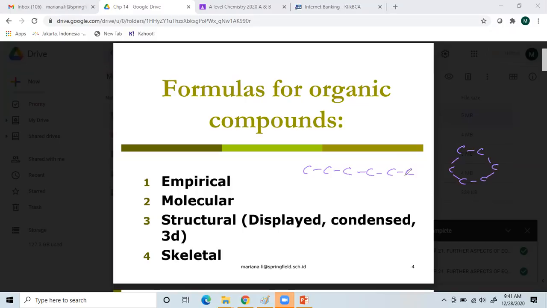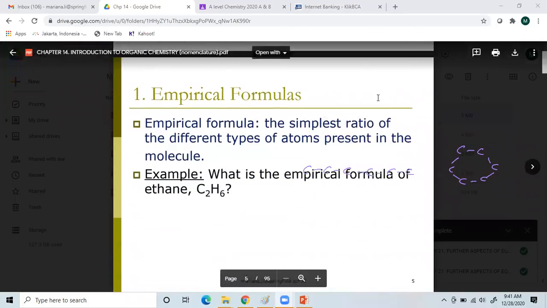We will start to discuss formulas for organic compounds. There are several ways to represent organic compounds: empirical formula, molecular formula, and structural formula. For the structural, there will be three types: displayed, condensed, and the 3D. And then the fourth is skeletal formula.